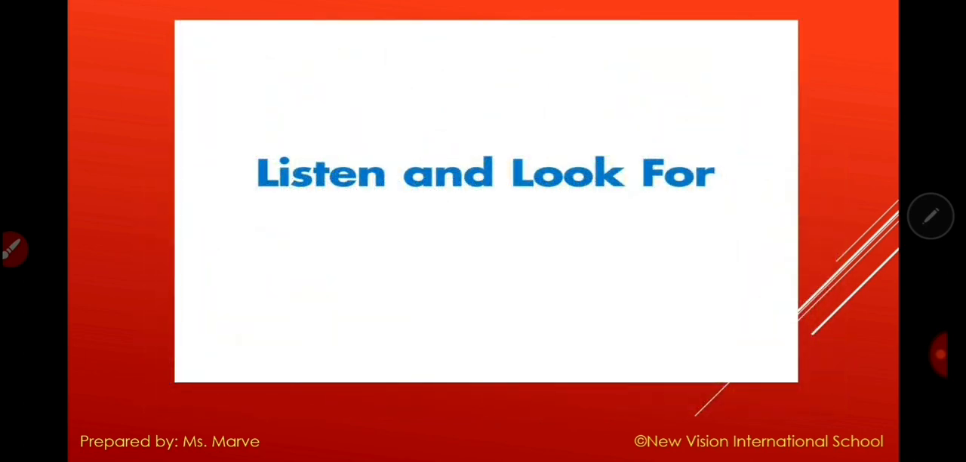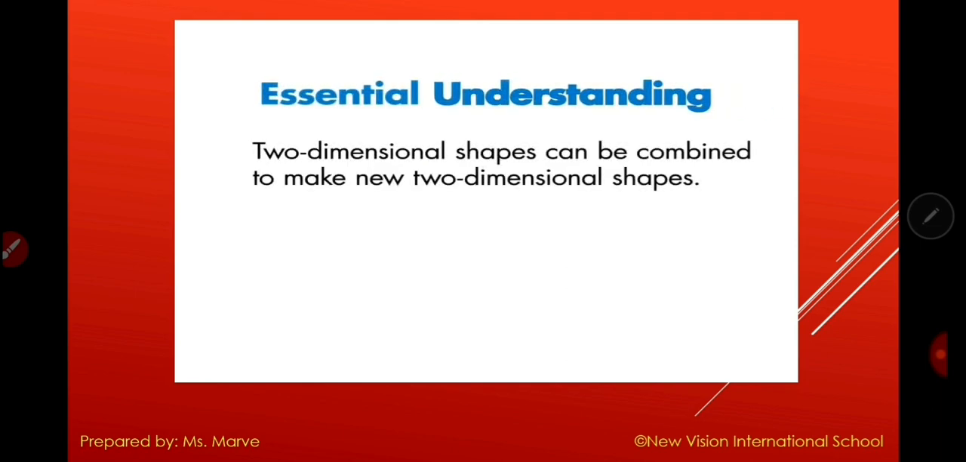Okay, so to further understand our lesson, I want you to watch this video and listen carefully. The essential understanding for this lesson is two-dimensional shapes can be combined to make new two-dimensional shapes. Previously, students combined two-dimensional shapes to create larger two-dimensional shapes. In this lesson, students combine two-dimensional shapes to make more complex two-dimensional shapes that are pictures of real-world objects.